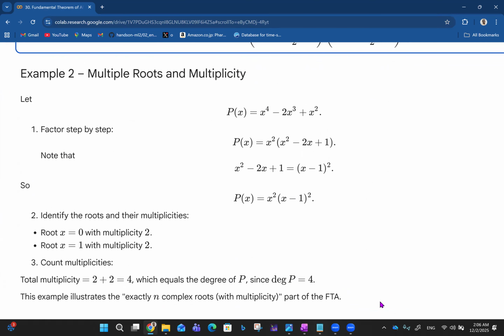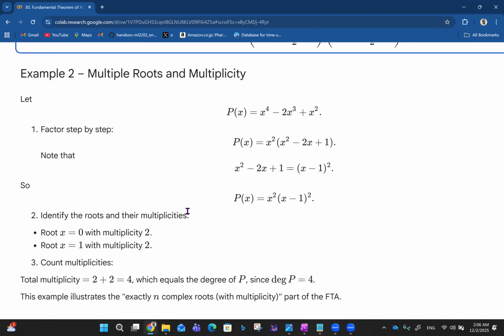So look at this now, talking about multiple roots and multiplicity. Let p of x be x raised to the power 4 minus 2x cubed plus x squared. So if you factor step by step, you have p of x equals x squared is common to everything. So you have x squared into x squared minus 2x plus 1. You can note that this x squared minus 2x plus 1 is the same thing as x minus 1 squared. So it means p of x is x squared into x minus 1 all squared.